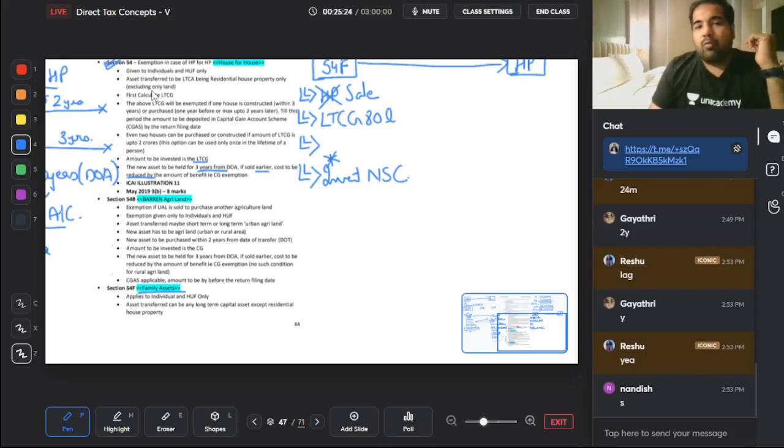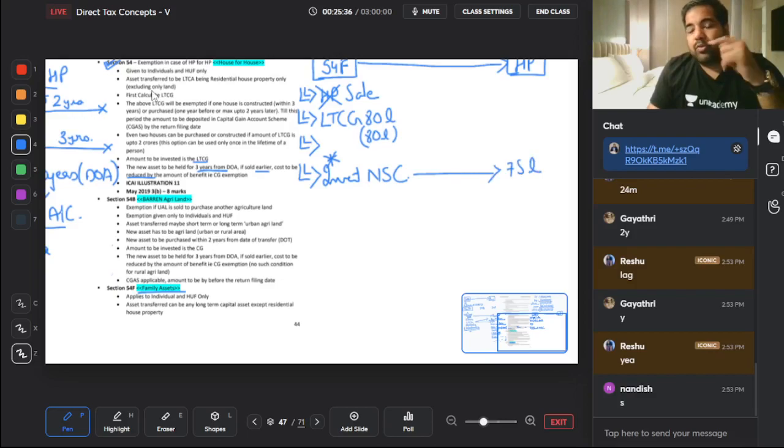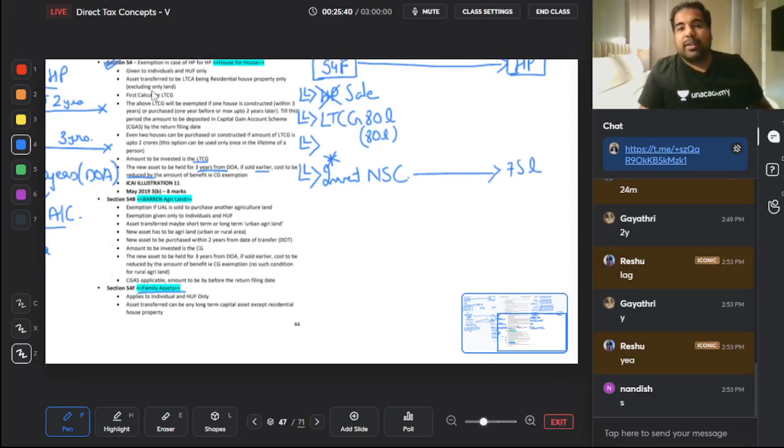Alright. What if I invest the entire thing? Good. If you do your entire job, they will also exempt the entire 80 lakhs. But what if I invest out of 1 crore, I only do 75 lakh of investment? Then you've done your job 75%, they will also do their job 75%. So 80 lakh into 75% only will be exempted.